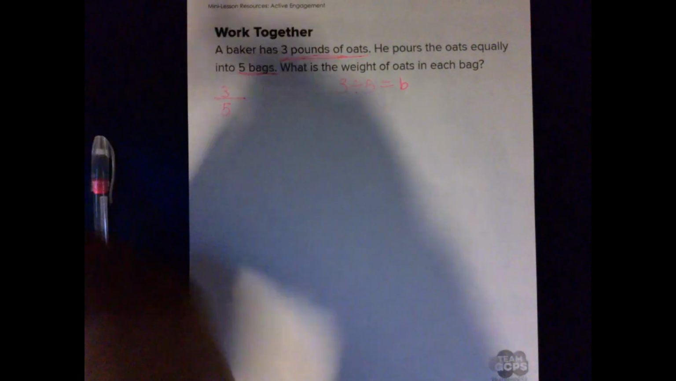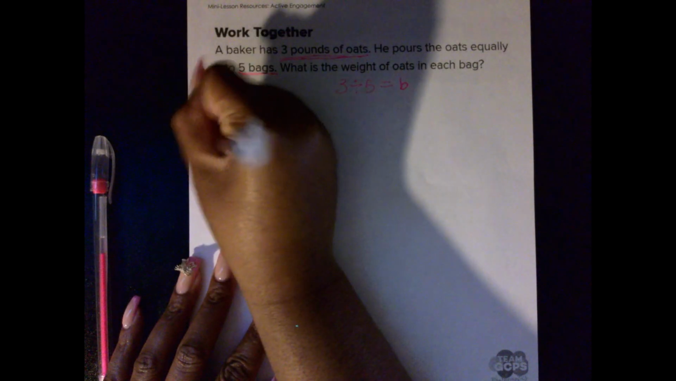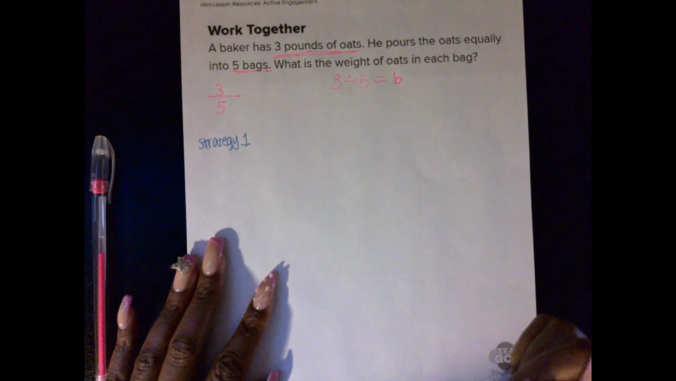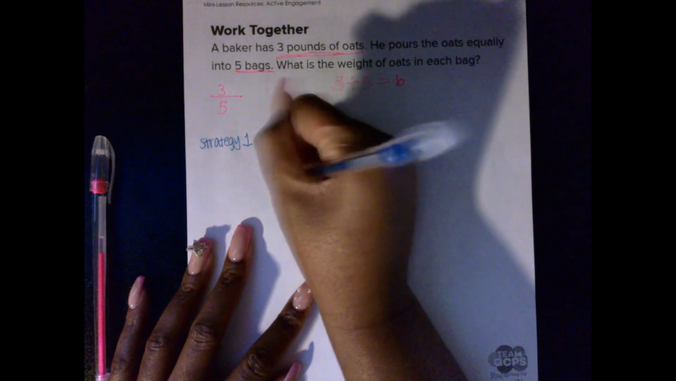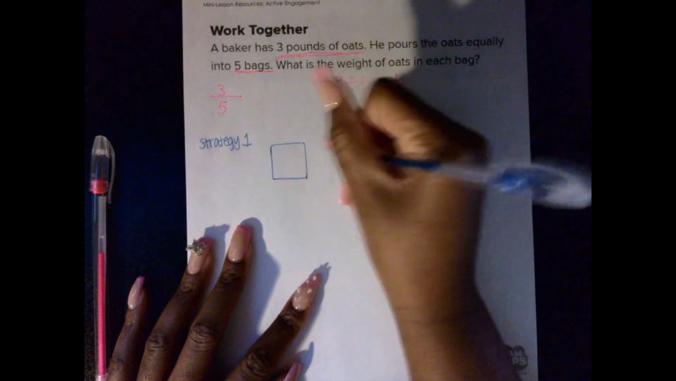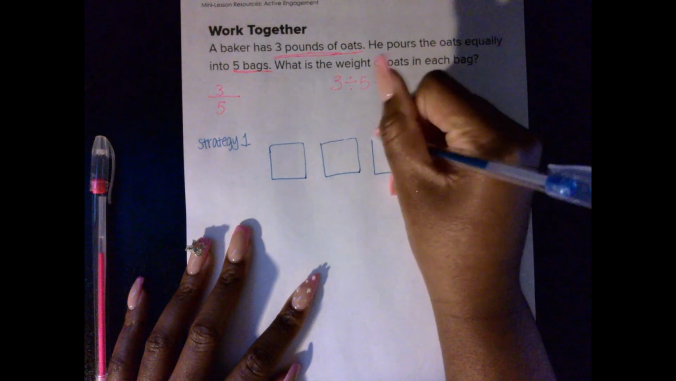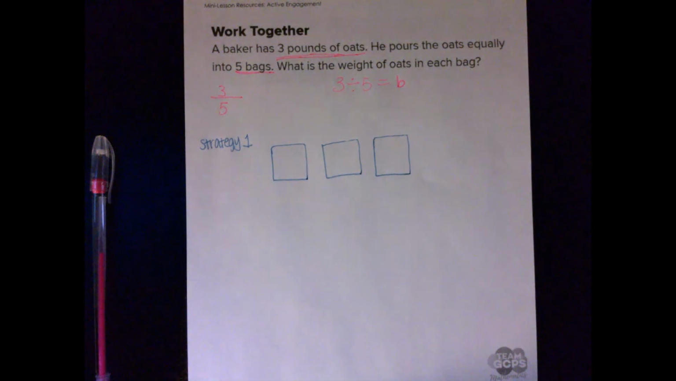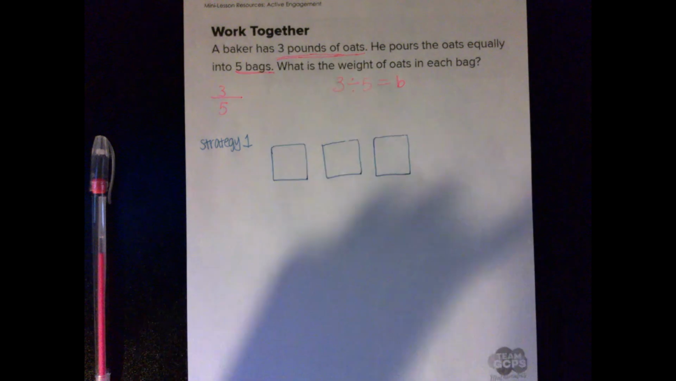All right, so if you're using strategy 1, the first strategy that I showed you, what you could have done was you have your 3 pounds of oats. There's 1. There's 2. There's a 3rd. And then you have your 5 bags.